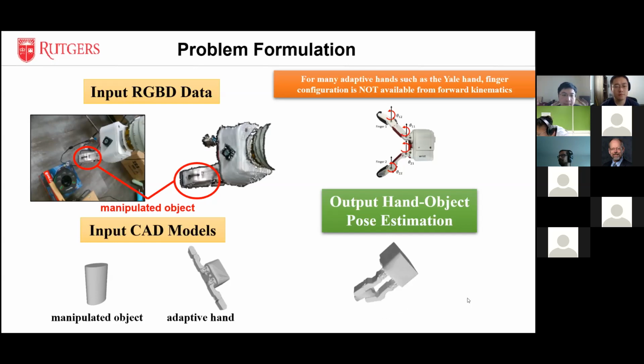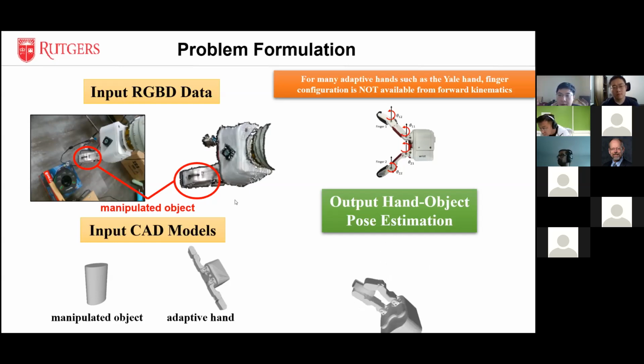then what will we do to reinitialize the pose? And the problem we're considering is that given the input RGB-D data, when the object is held by the hand and severe occlusion happens. Also, suppose we have the CAD model of the object and also the URDF of the adaptive hand. We try to estimate the hand and the object pose.